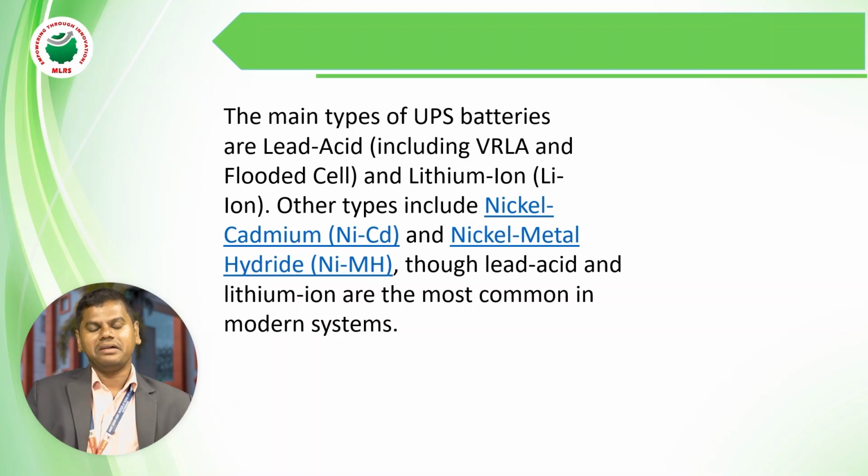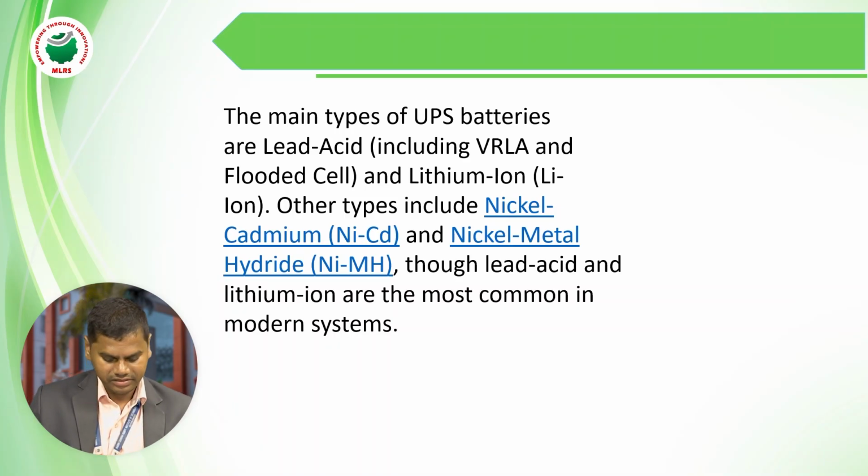Next, the main types of UPS batteries. Many types of UPS batteries are lead acid, including VRLA and flooded cell, and lithium ion cells. Other types include nickel cadmium and nickel metal hydride, though lead acid and lithium ion are the most common in modern systems. These are the main types used in UPS systems.